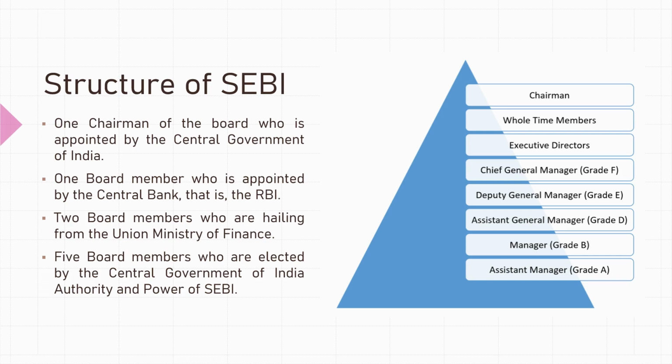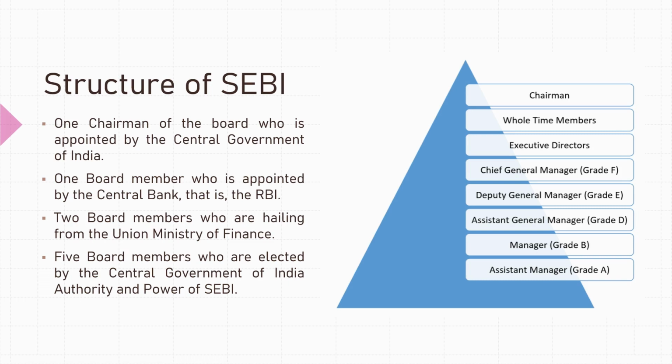So if we understand that currency is flowing freely or there is inflation in the market, what would eventually happen? Securities would be purchased more. So yes, there is a relationship between the two. So to manage that there is a boom in the market, there is a recession in the market, we need a linkage between SEBI and the RBI. Hence we have one board member who is appointed by the Central Bank of India, that is the RBI.